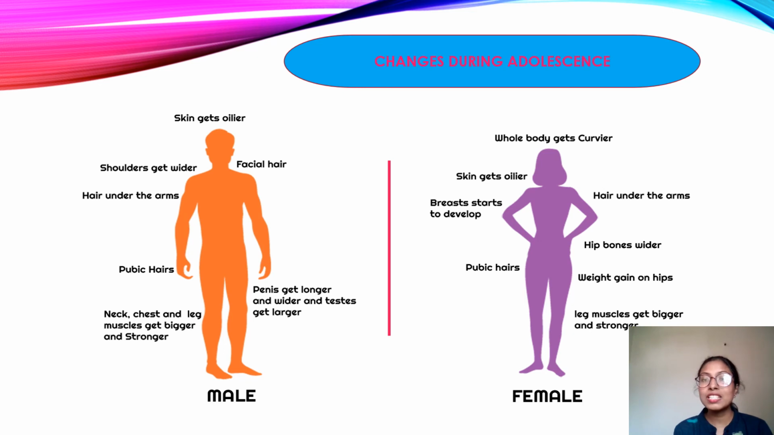Why? Because the reproductive parts mature, and when the reproductive parts mature, the breast is ready for milk secretion. Next, the hip bones get wider, which means they become broader. Pubic hair develops, there is weight gain on the hips, and the leg muscles get bigger and stronger. So these are the changes which occur during adolescence, and due to these changes, a person is capable of taking part in the process of reproduction.